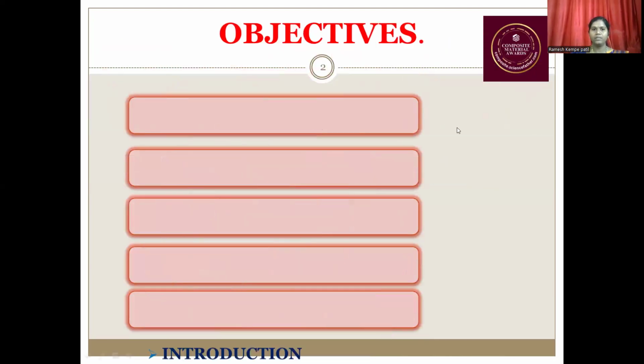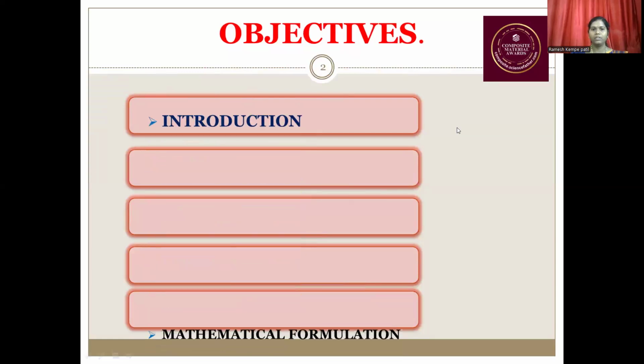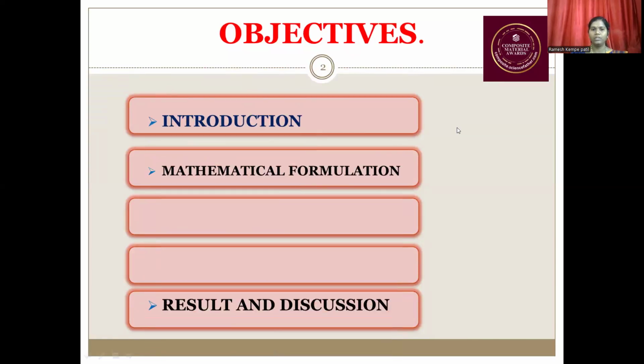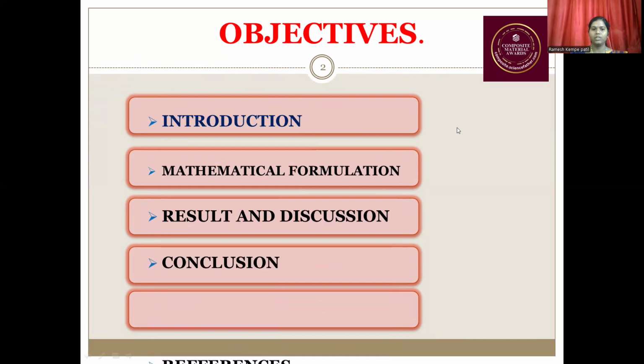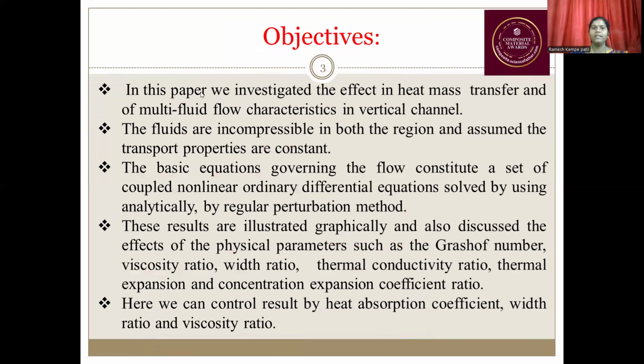The outline of my paper is introduction, mathematical formulation, results and discussion, conclusion, and references. Objective: in this paper, we investigated the effect of heat and mass transfer on multi-fluid flow characteristics in vertical channels. The fluids are incompressible in both regions and the transport properties are assumed constant.